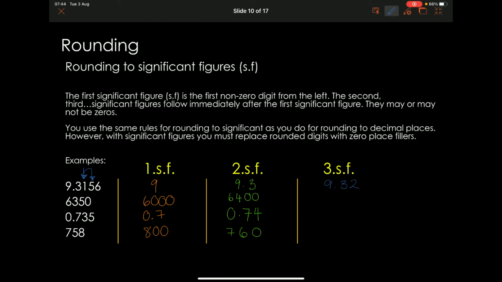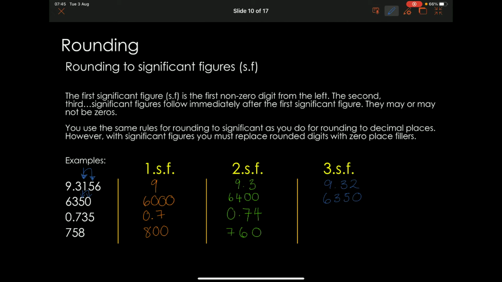Now looking at 6,350, our third significant figure is the 5. But because the number next to it is 4 or below, the 5 stays as it is. So 6, 3, 5, and then 0. So it would just stay like that. We have to have the 0 on the end because it's thousands. If we took the 0 off, it'd give us 635, and that's not the correct value of the number.